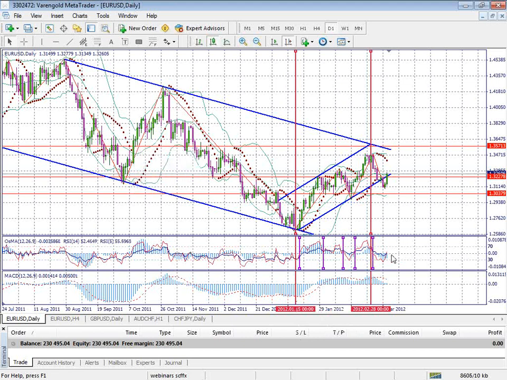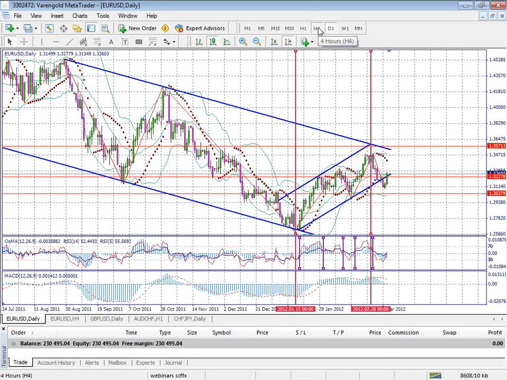Here, we have a signal for buy on daily. If it is confirmed, it's possible to have a break of this trend. But again, fundamental analysis doesn't let us consider that the euro will be very strong in the next period.